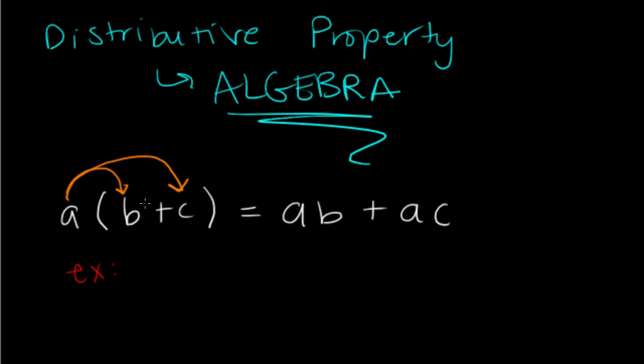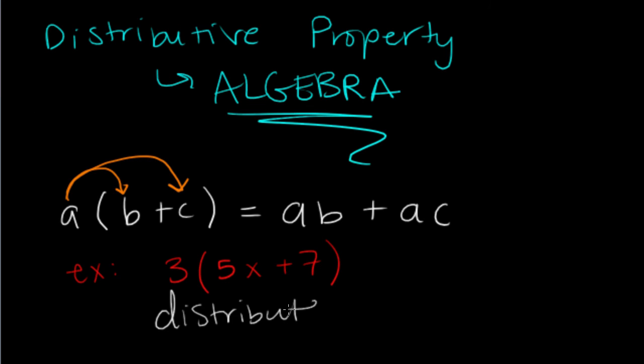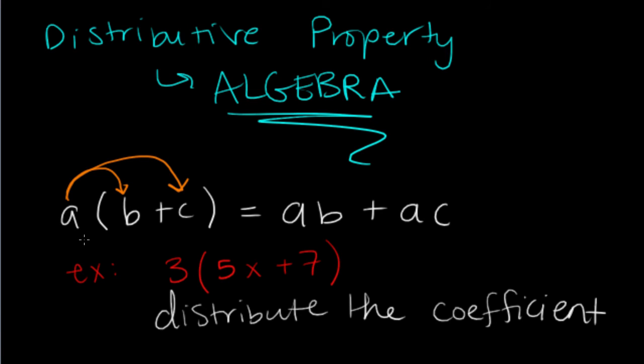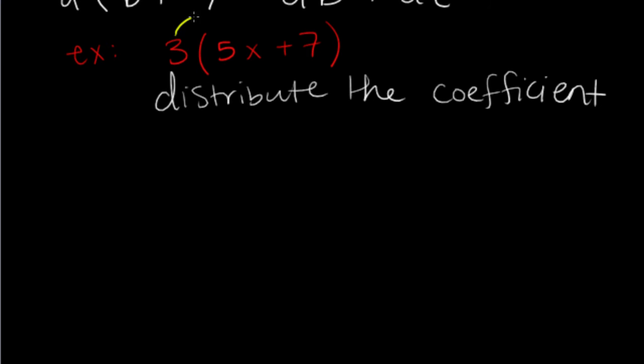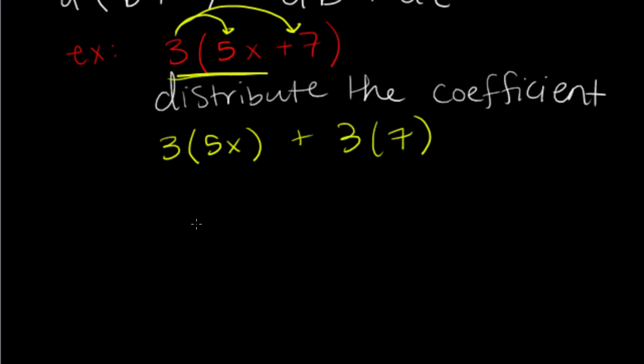So say, for example, we have 3 times (5x plus 7). All right, and now we have to distribute, say the problem says, distribute the coefficient. And so basically what that means is use the distributive property. Fantastic. So we're going to use the distributive property that we just learned, and we're going to have this 3 multiply by all of the things inside this parentheses. So that means we're going to have 3 times 5x, all right, because that's the first portion, plus 3 times 7. All right, and then so we end up getting 15x plus 21. And that is our answer.